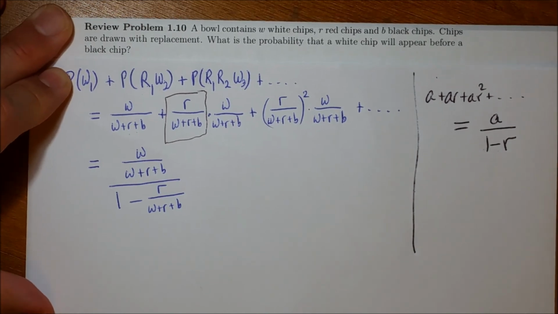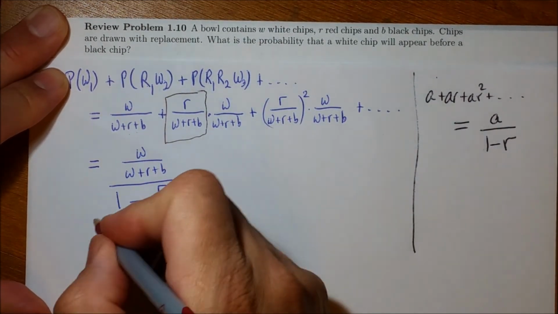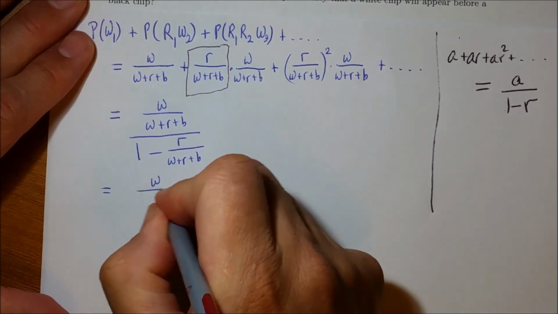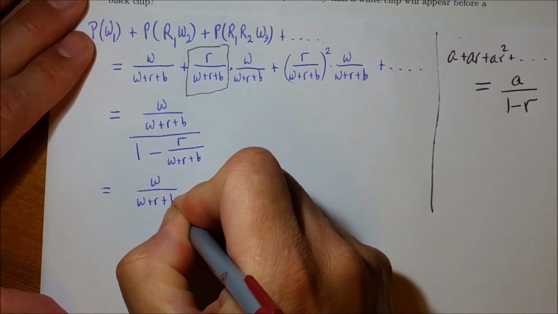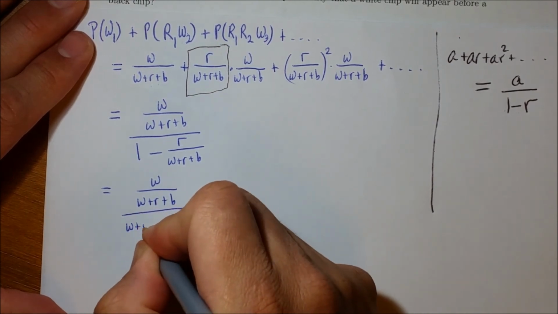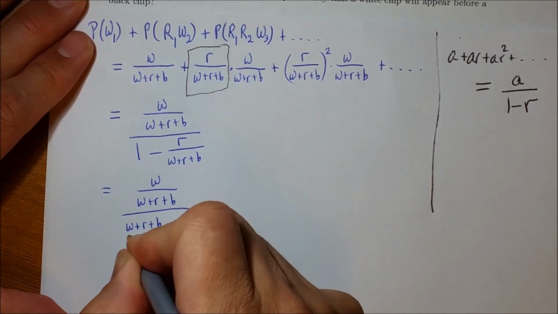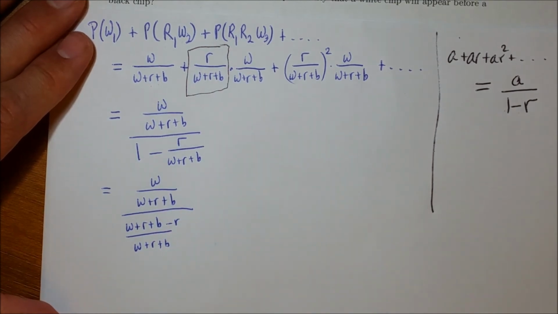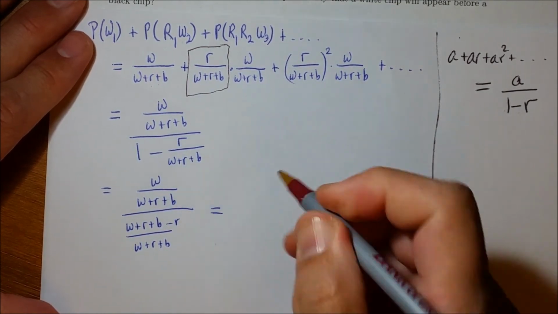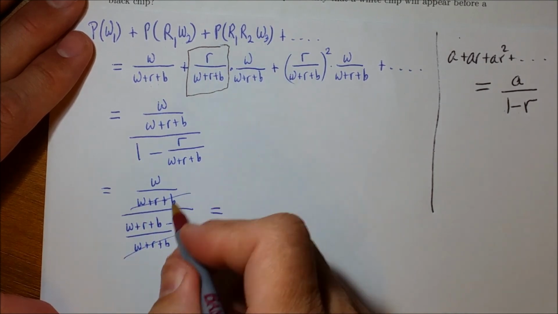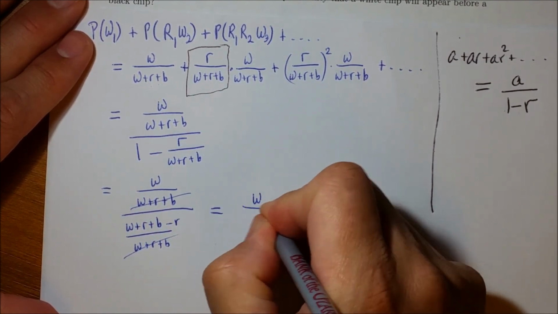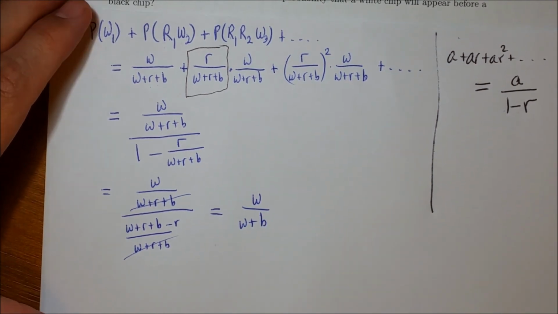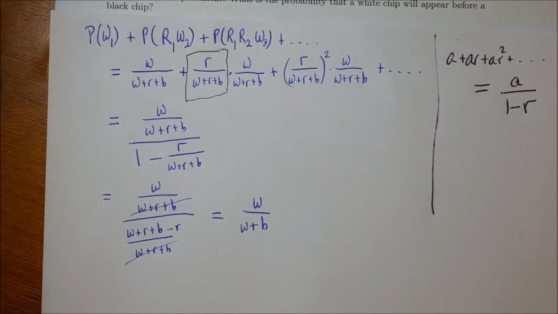And then it's a matter of simplification. So this is equal to W over W plus R plus B, over W plus R plus B minus R over W plus R plus B, just getting a common denominator in the bottom. And finally, those cancel, the R's cancel, and we end up with W over W plus B. And so that is the probability that a white chip will appear before a black chip.